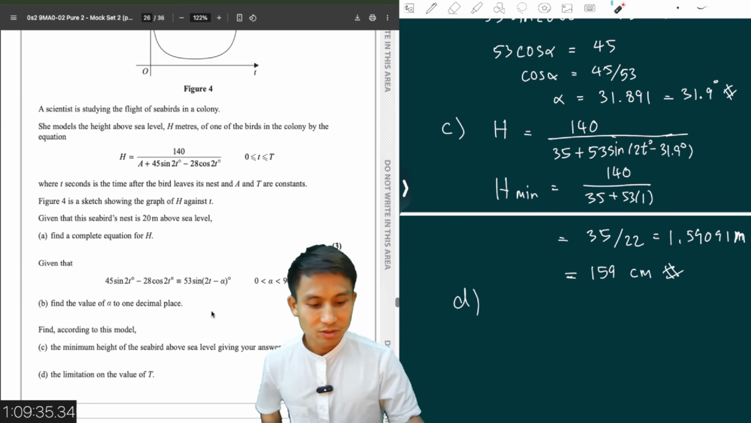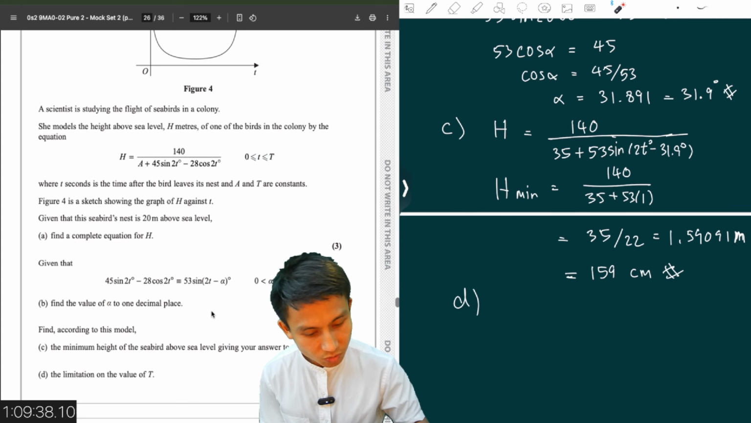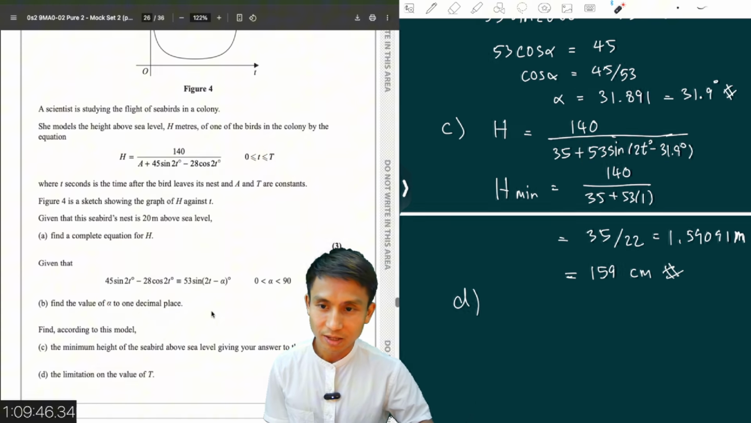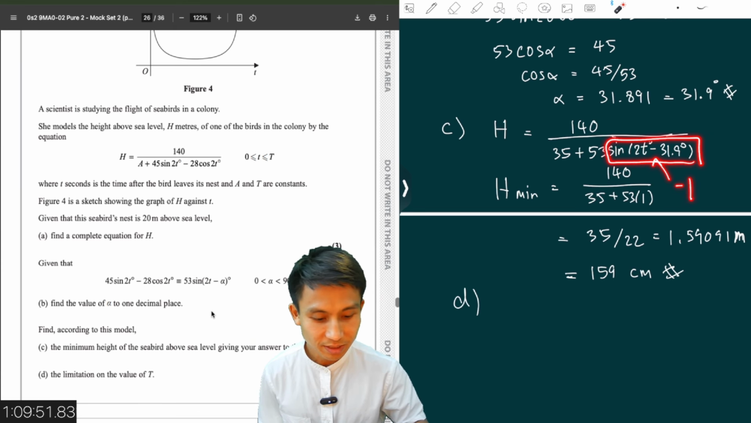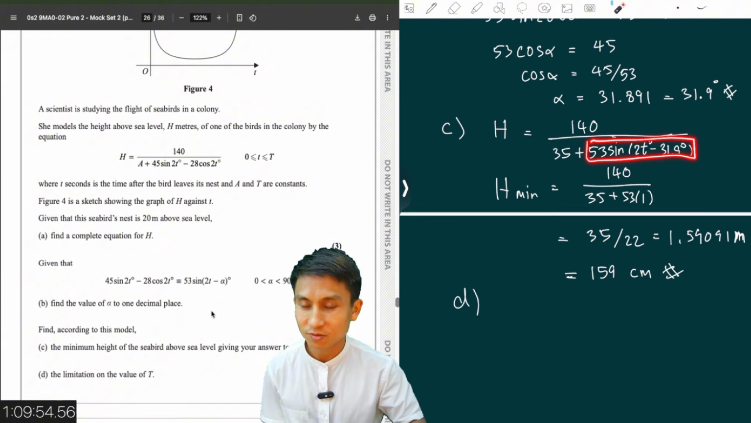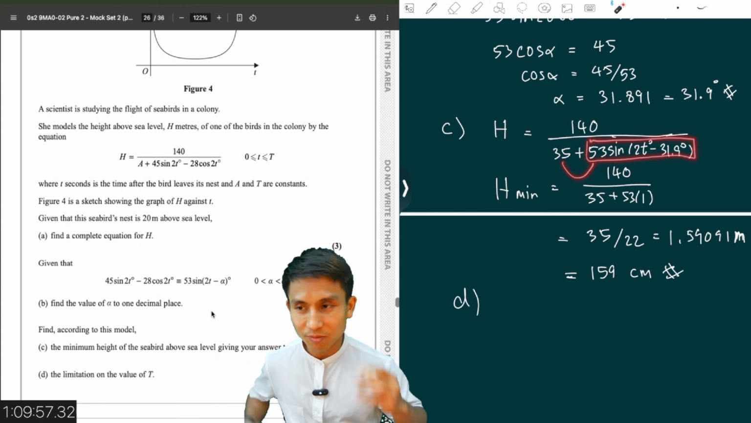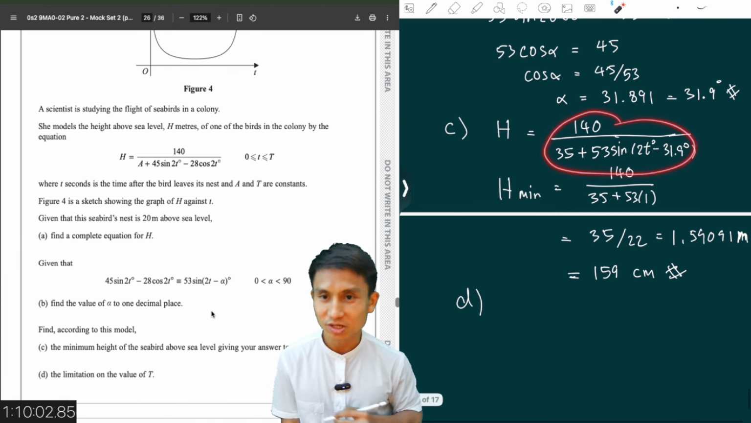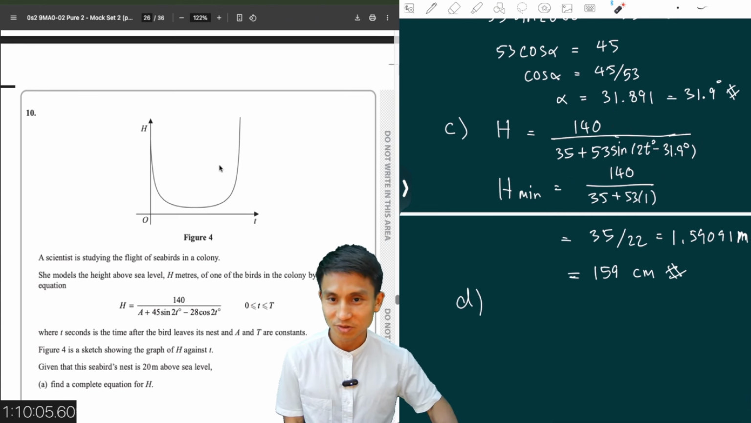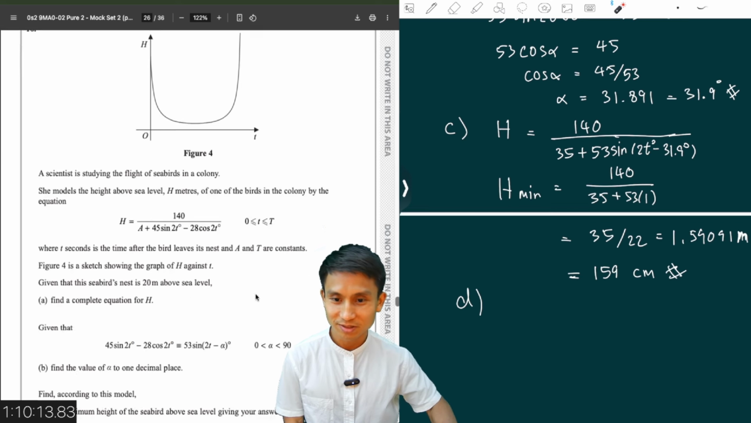There will be a point where the sine function gives you a negative value. For example, if we put this to -1, this term will be minus 53, and that will make the denominator a negative number. What's wrong with that? It means the whole h will be a negative number, which is impossible. First, it's a height, so it's not negative. Second, the graph doesn't go to a negative part at all. So we can't have that.